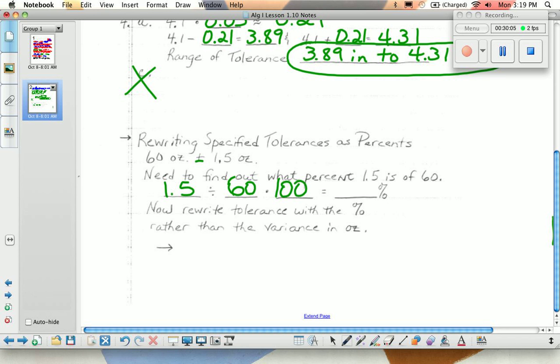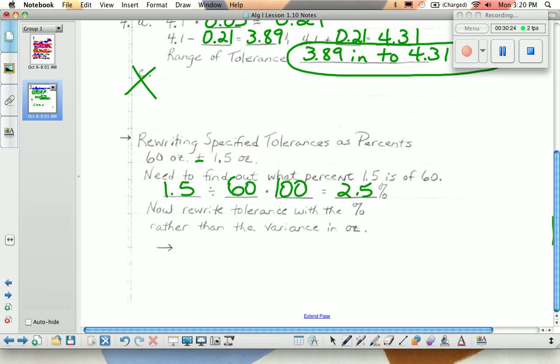2.5. So it's 2.5%? Yep. Does that seem more reasonable, that 1.5 ounces is about 2.5% of the whole 60 ounces? We're talking about 60 ounces and only 1.5 of that. Yeah, I think that seems far more reasonable.